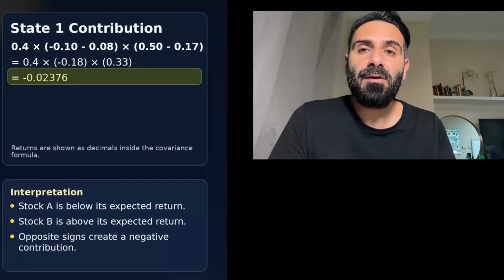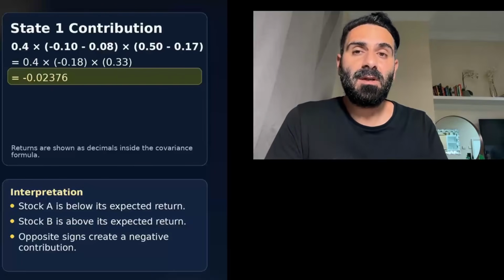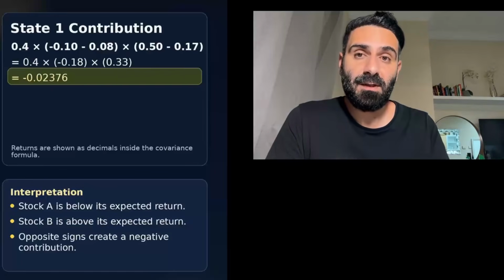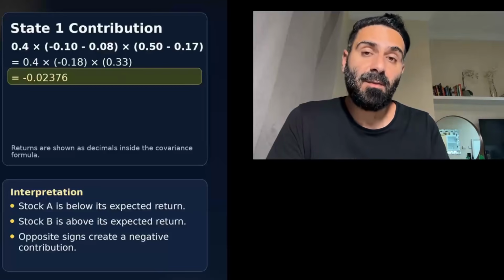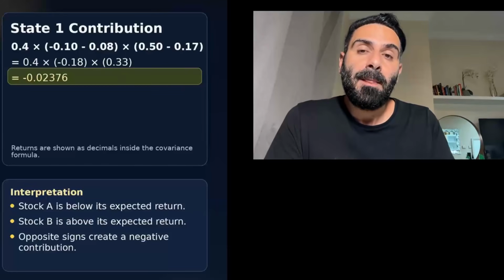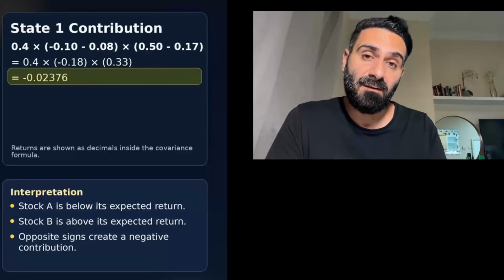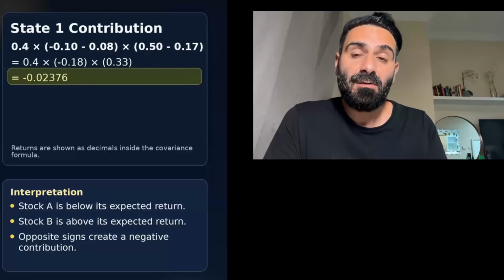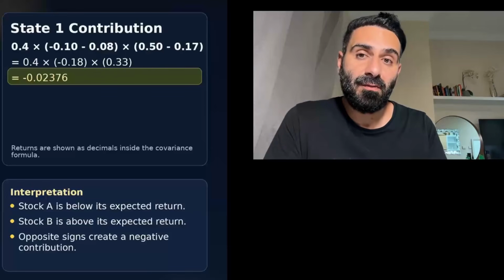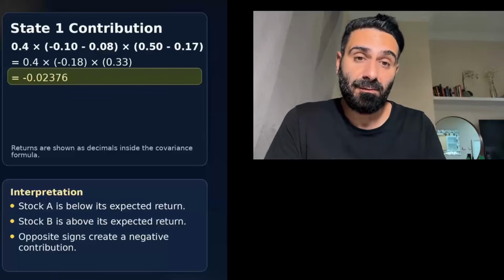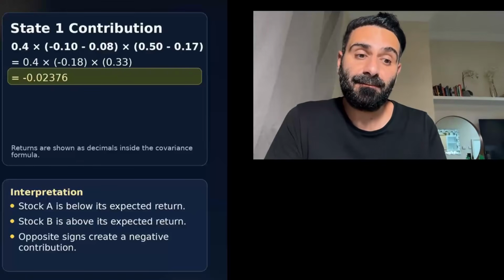See here, 40%, the first probability, multiplied by minus 10% minus the mean of 8%, multiplied by the stock B side, 50%, the first return, minus the mean of 17%. You're going to get minus 0.02376. This is the first row. You're going to do it for the other two rows and then sum it up as we said.